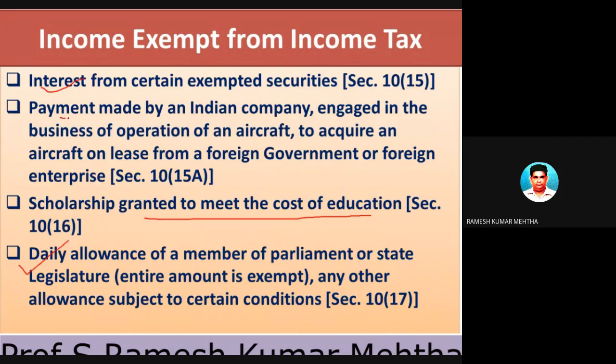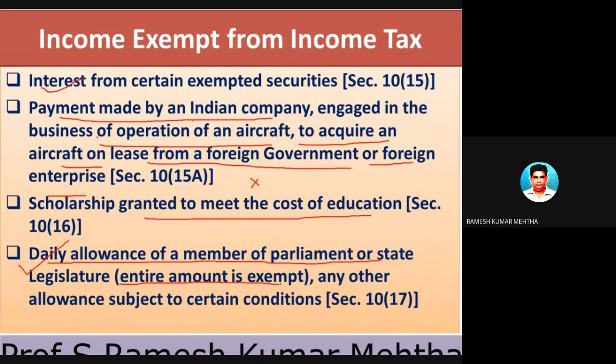In the same way, payment made by an Indian company engaged in the business of operation of aircraft to acquire an aircraft on lease from a foreign government or foreign enterprise is fully exempted from tax. Next one, daily allowance of a member of parliament or a state legislature, the entire amount is exempted. Any other allowance is subject to certain conditions. So if DA is received by an MP or an MLA because of his stature, it is fully exempted from tax.